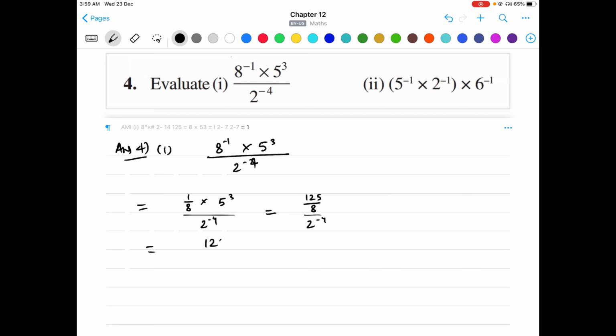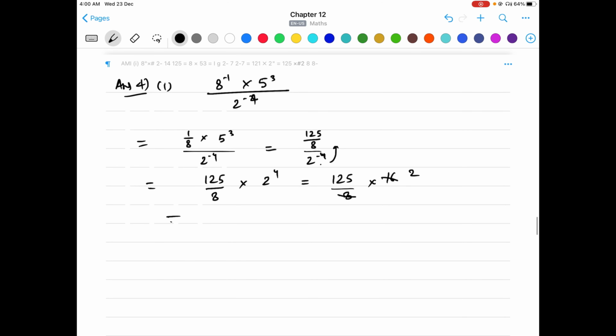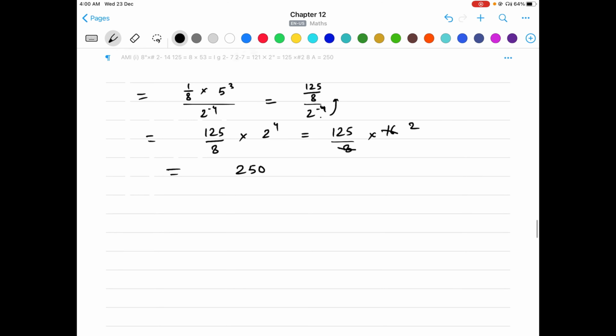Then we have this 2 power minus 4. So this will be 125 divided by 8. And when we shift this 2 power minus 4 to the numerator, it will change to 2 power plus 4. That is 125 divided by 8. And this 2 power 4 is 16. When you divide this 16 by 8, we'll get 2 here. So 125 into 2 is 250. So that's the answer for this one, which is equal to 250.